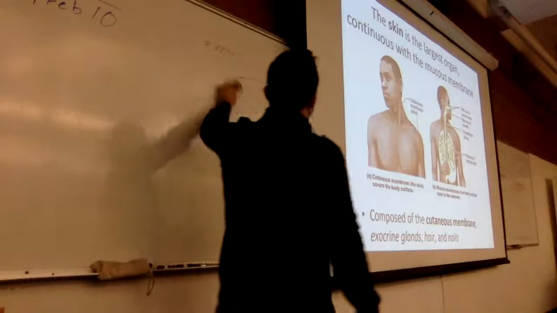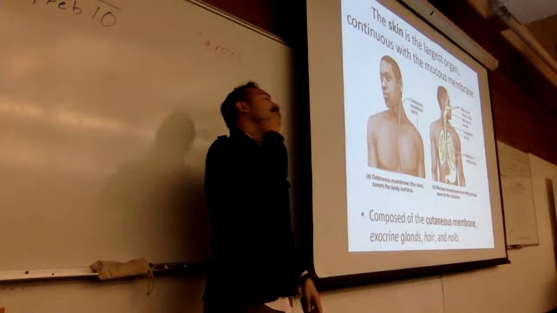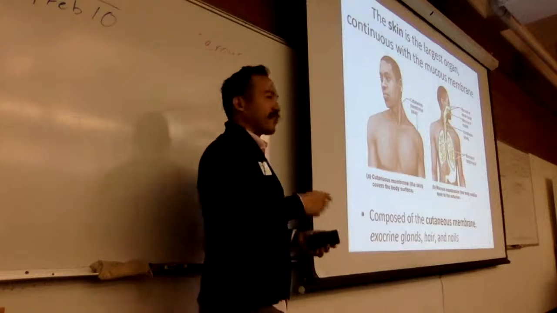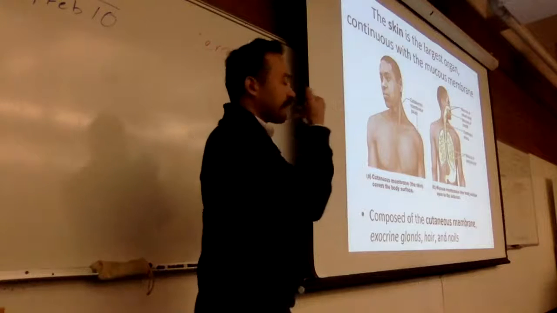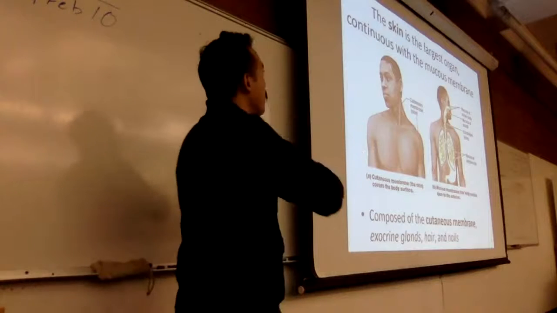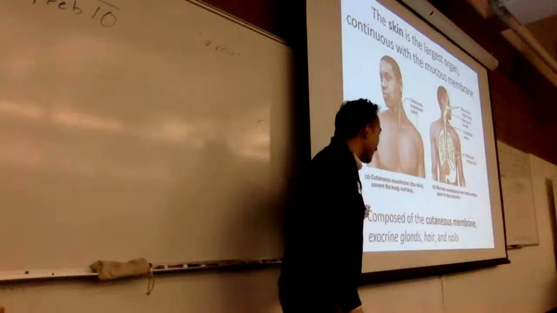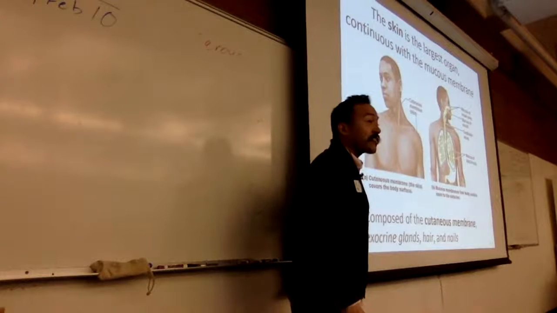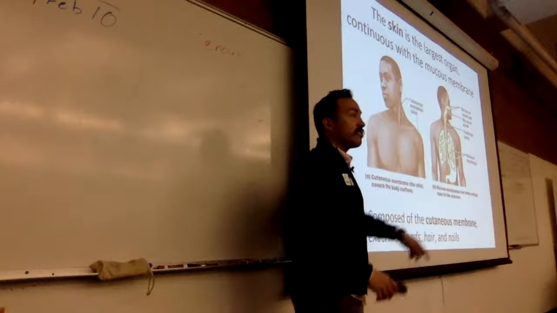It's continuous with your mucous membrane. Remember my donut example? If you trace from the outside to the inside, it's all just one thing. So that's why your mucous membranes are technically the outside of your body. But if it's a tract, it's a mucous membrane. That's out here. That's cutaneous. So it's composed of cutaneous membrane. It has glands, exocrine glands, stuff secreting to the outside, hair, and nails.